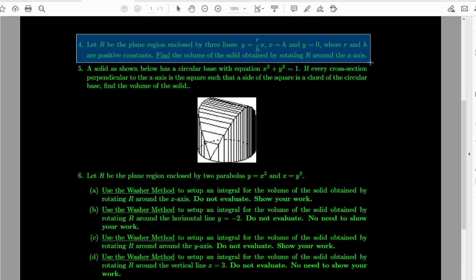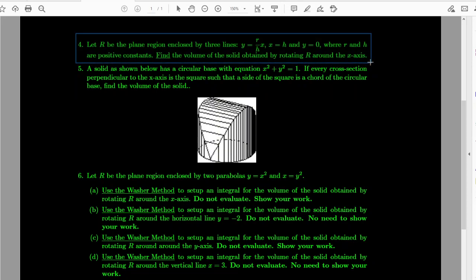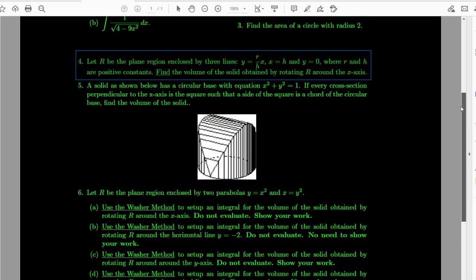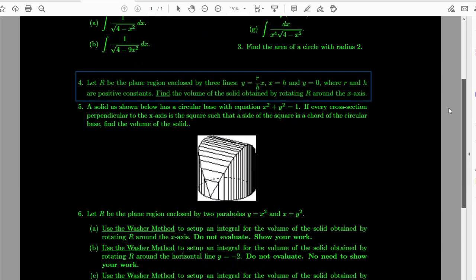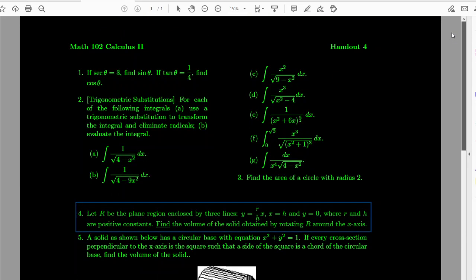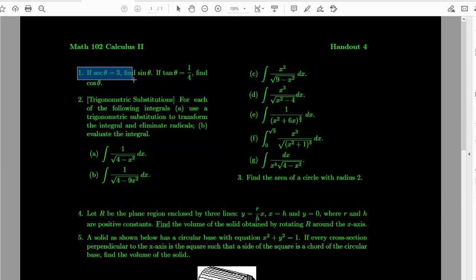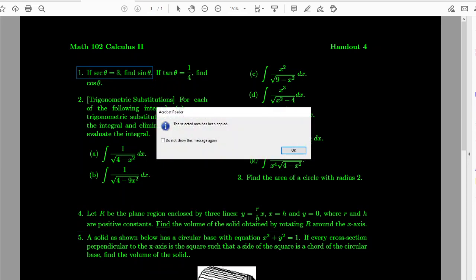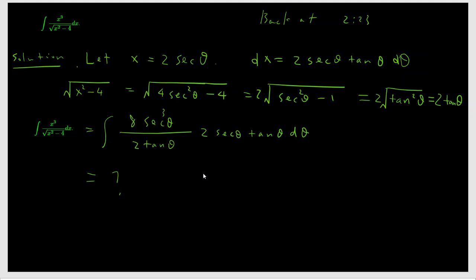Can I ask a question before we talk about the assignment? Sure. Actually, I'm a little bit confused about the last question we did. The first one, secant theta is equal to 3, in which we have to find the sine theta. Yeah, this one on the slide. Okay, sure. I'm going to open this.